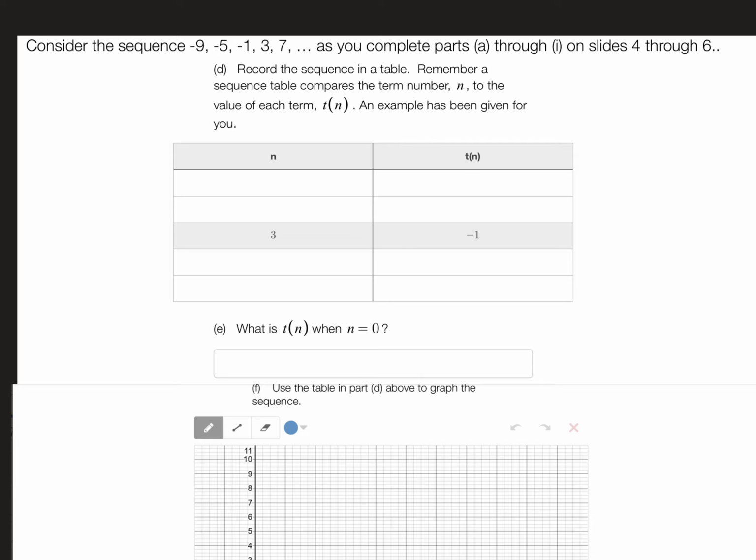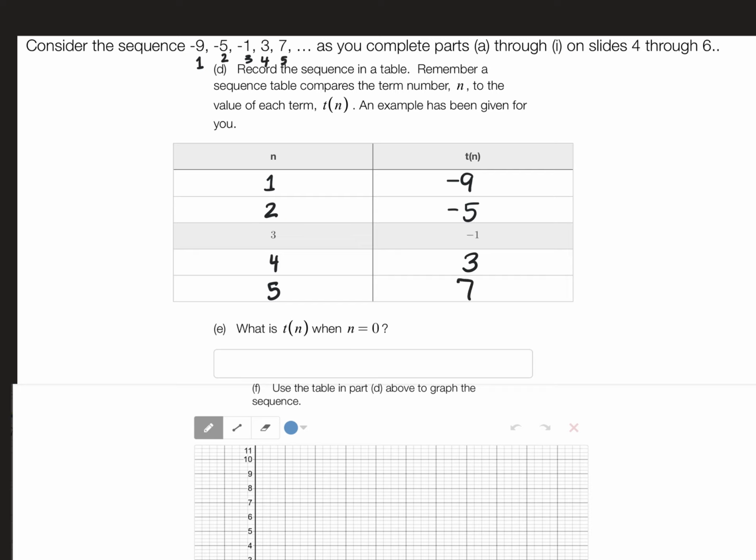All right, let's go ahead and answer D through, I believe, F on this slide. So we're just going to put our sequence into table format. We talk about our sequence having a term 1, a term 2, a term 3, 4, and 5. We already have term 3 filled in, but term 1 would be -9. Term 2 is -5. Term 3 is -1. Term 4 is 3. And term 5 is 7.